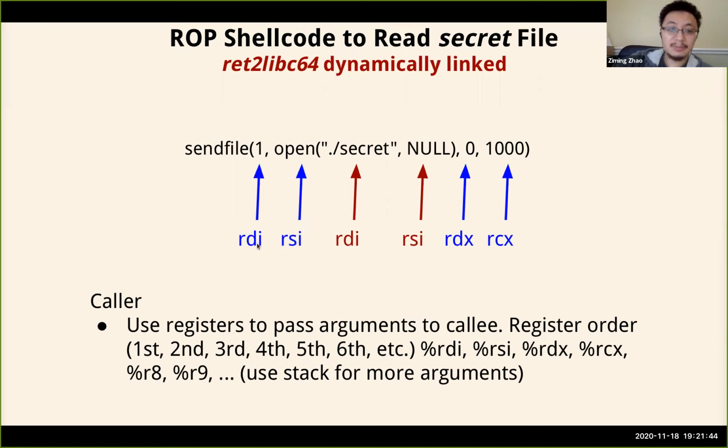Then RDI is also simple, just the 1. RDX is simple, 0, RCX is simple, 1000. It doesn't have to be that big. This is the size of data you want to read from the file and send to the first argument. So basically, the first argument is the file descriptor you want to send out things, STD out. STD in is 0, right? Then the second one is the file descriptor you want to read data from. RDX, this one I don't remember. Let's just search it up.